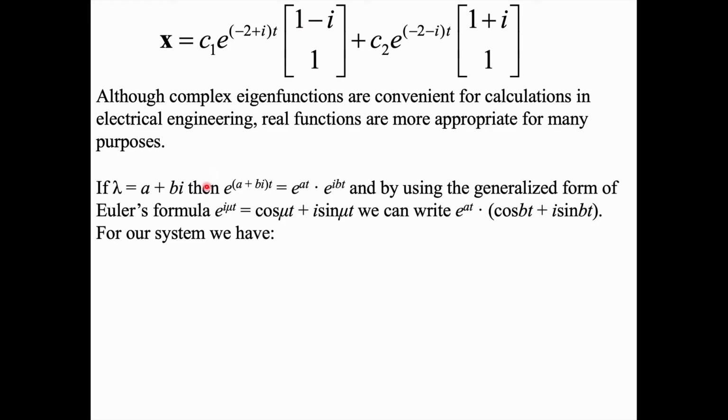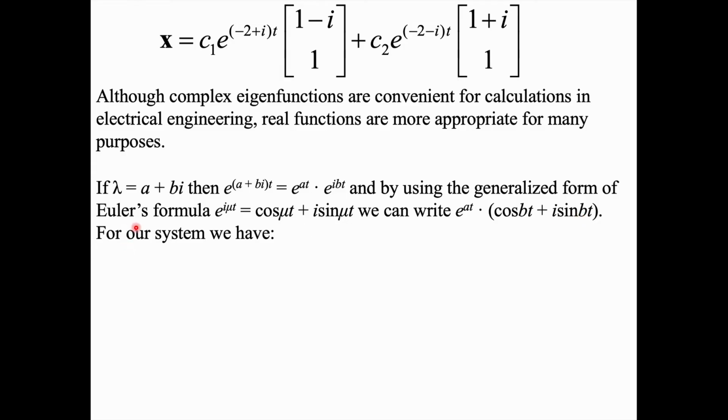Well, we go back to a very familiar formula called Euler's formula. I'm going to alter it a little bit. If lambda equals a plus bi, then what would e to the lambda t really mean? Well, we could break that up, right? Distribute the t and then use the properties of exponents, to get e to the at times e to the ibt. And using the generalized form of Euler's formula, e to the i mu t would be cosine mu t plus i sine mu t. We can certainly rewrite this expression, e to the at times e to the ibt, as e to the at times cosine bt plus i sine bt.